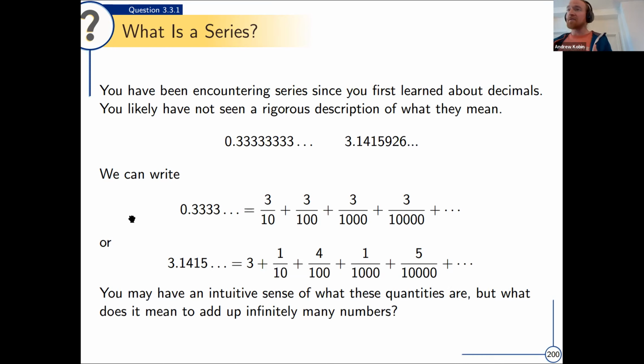So you might have an intuitive sense what these quantities mean, what it means to write out a decimal expansion for different kinds of numbers. But the real crux of the issue here, if we want to write it as an infinite sum of fractions with powers of 10 in the denominator, you can call this the true decimal expansion of a number like this, is what does it mean to add up these infinitely many numbers on the right side of the equal sign? And this is where infinite series come in.